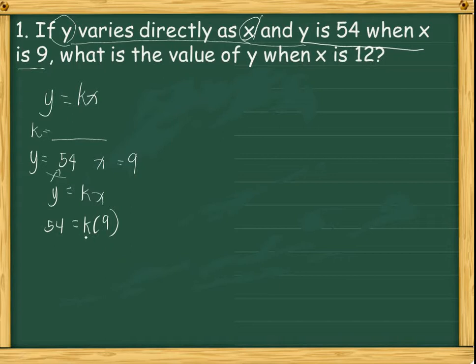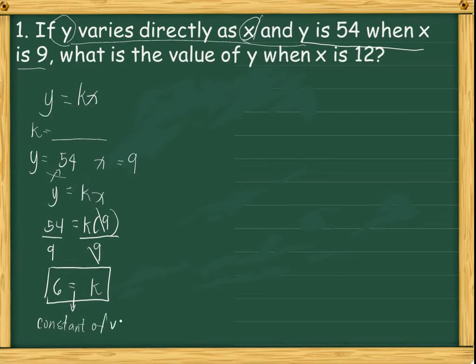So, we need to eliminate 9 here by dividing both sides by 9. So we have here k is equals to 54 divided by 9 is 6. And 6 equals to k, or k equals to 6 is what we call the constant of variation. Now, the third one is used to find the unknown variable y. So, ano daw yung value ni y kung ang value daw ni x is 12?